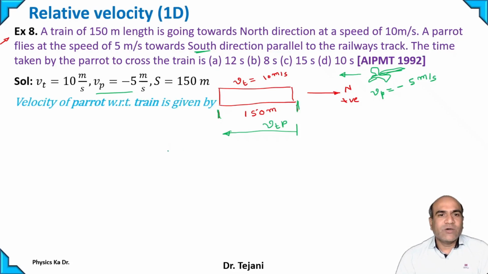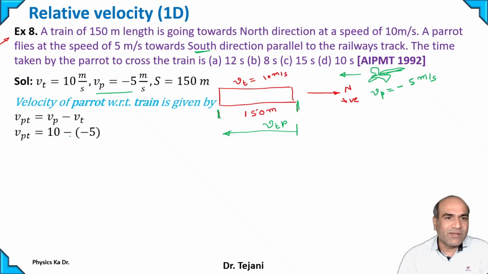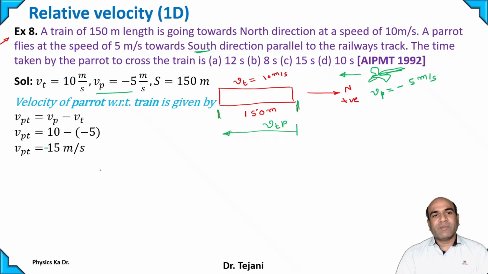So we know that the velocity of the parrot with respect to the train, we can write Vpt is equal to Vp minus Vt. The parrot is not 10 but it is minus 5, and here it is minus in bracket 10. So the final answer becomes minus 15 meter per second. Minus 15 means 15; positive or negative doesn't matter here. Vpt is 15 meter per second. So this is the relative velocity equation.